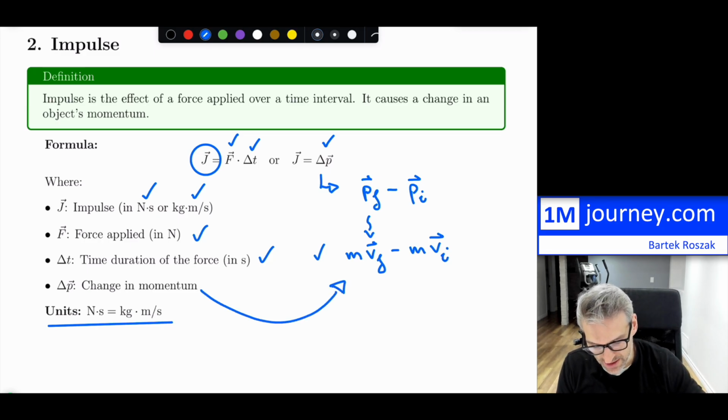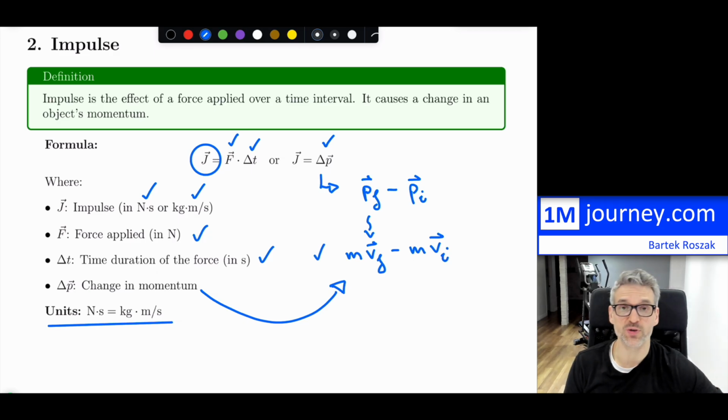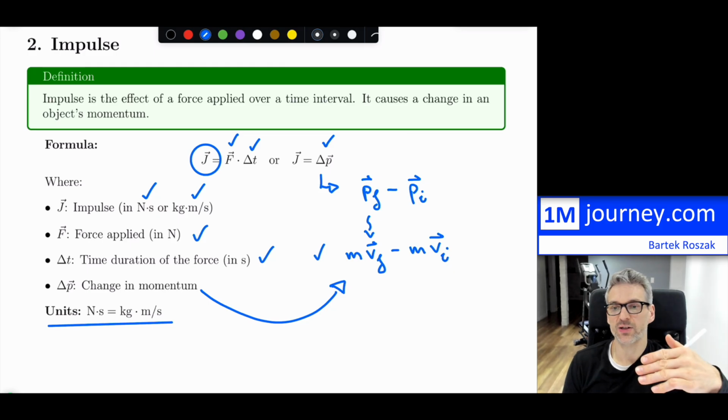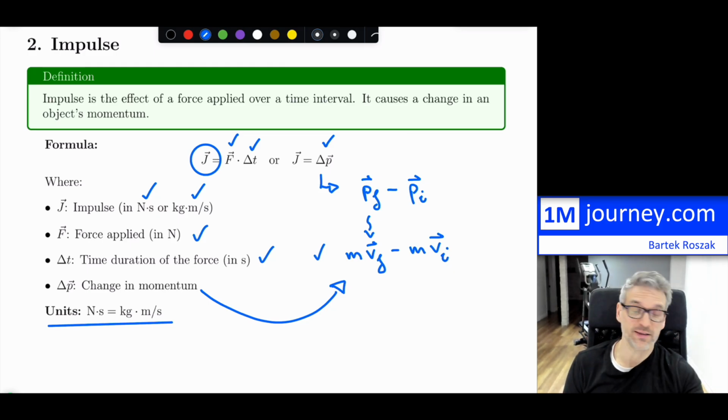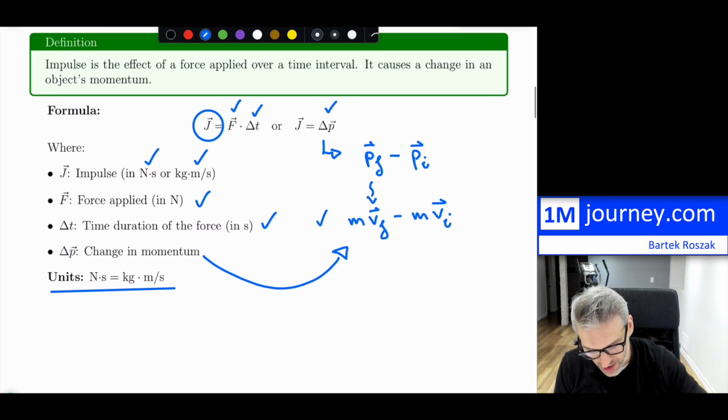Now, why is this equation this way? Depending on what information is given to us, we can do the calculation either with forces and time, or with just the initial momentum and final momentum, or possibly if we know the initial and final speeds and the mass of the object. So this equation comes from here.